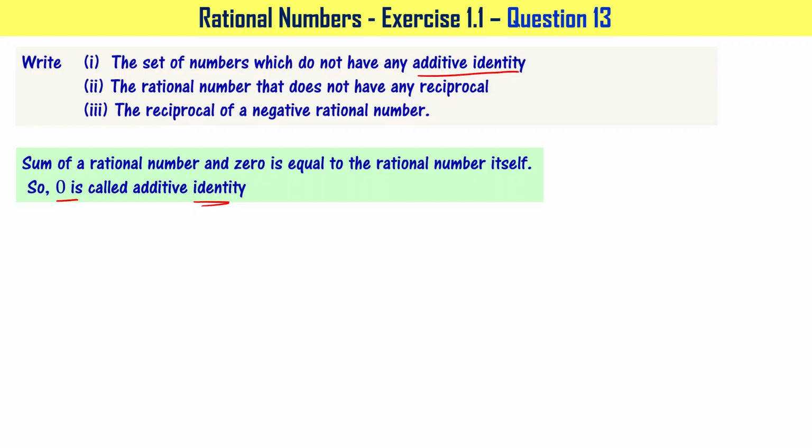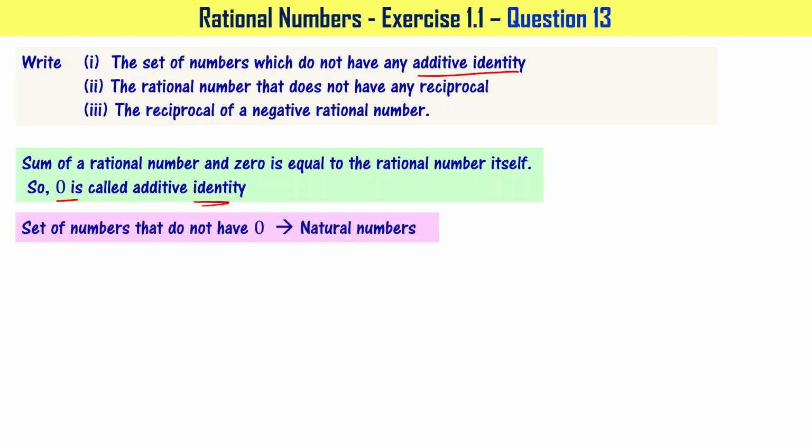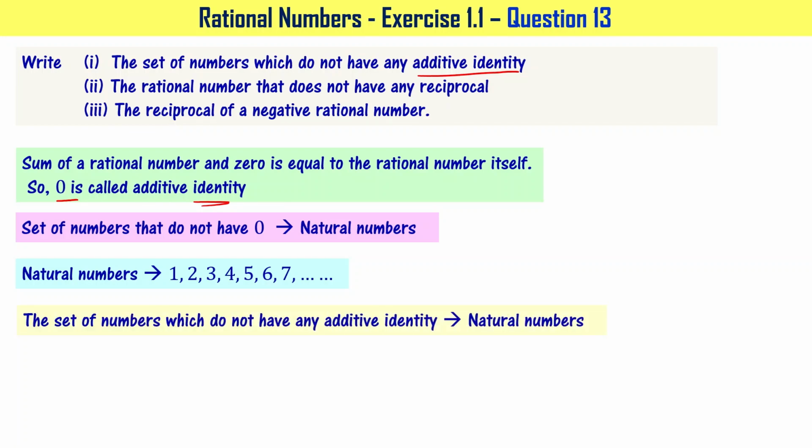But that is not true for natural numbers, right? Because in the case of natural numbers, we don't have 0 itself. The set of numbers that do not have 0 are natural numbers, right? Because natural numbers start with 1. They are 1, 2, 3, 4, 5, 6, 7, 8, 9, and so on, right? Since 0 is not there, the set of natural numbers are not going to have additive identity. So to answer the question, the set of numbers which do not have any additive identity are natural numbers. Please note this. Now let's look at the second part.